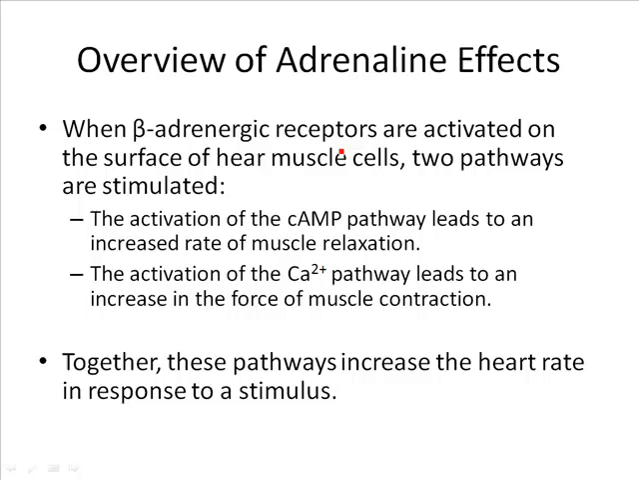So let's summarize now. How does adrenaline work? Adrenaline binds to beta-adrenergic receptors on the surface of heart muscle cells. When those heart muscle cells are bound, two pathways are stimulated. First, we have the cyclic AMP pathway, which increases the rate of muscle relaxation and even muscle contraction. The second pathway that's activated, which is the calcium pathway, also leads to an increase in the force of that muscle contraction.